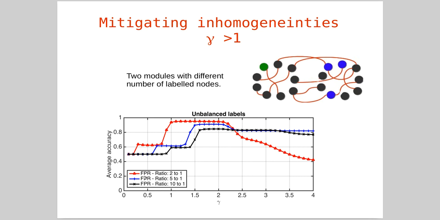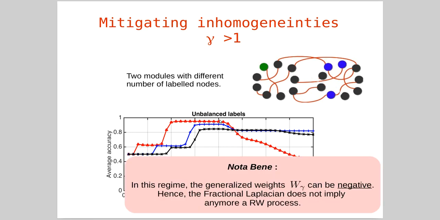And in this case, we see the fractional PageRank, and the different curves refer to different imbalances of labels. So 2 to 1 the red, and 5 to 1, and 10 to 1. And the interesting part is that the accuracy can be improved here, those plateaus, playing with the gamma parameter. So we are able to cancel out this imbalance of information that we have from one model to the other.